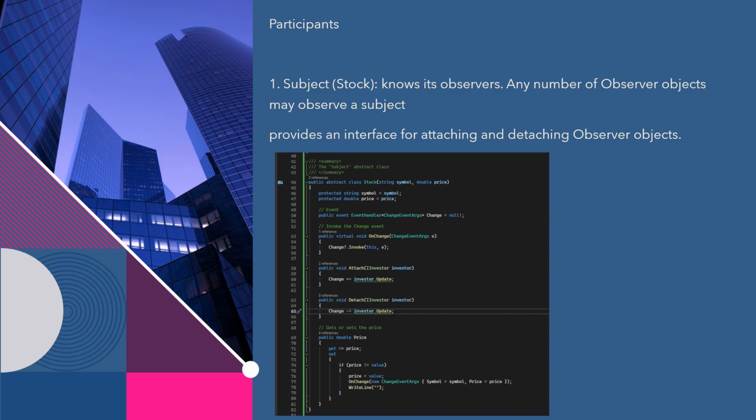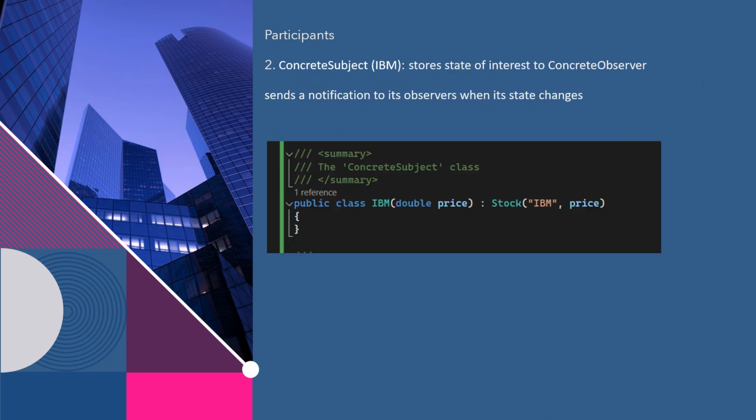Participants. So first is the subject, or we can take it as stock, which knows its observers. Here we have this attach method with which we can attach those observers. So any number of observer objects may observe a subject. Then the concrete subject. Here it is IBM. So IBM stock is the concrete object. It stores the state of interest and it sends the notification to its observers when the state changes.